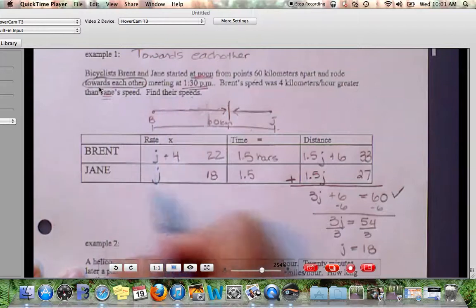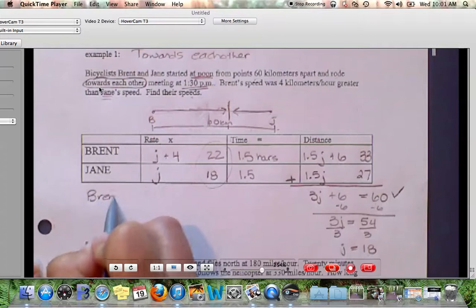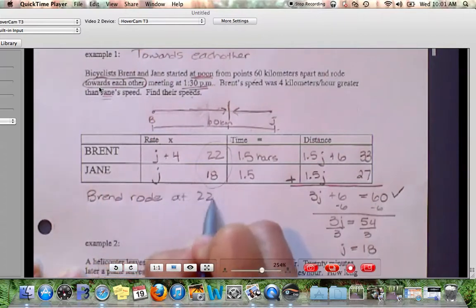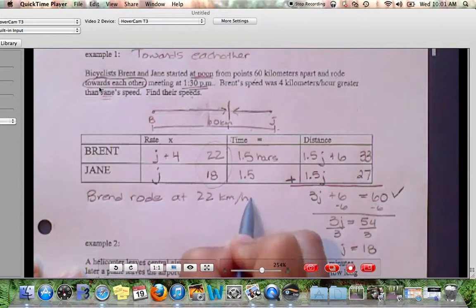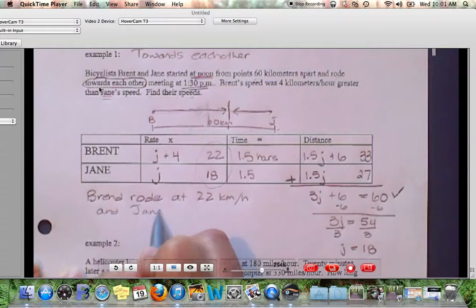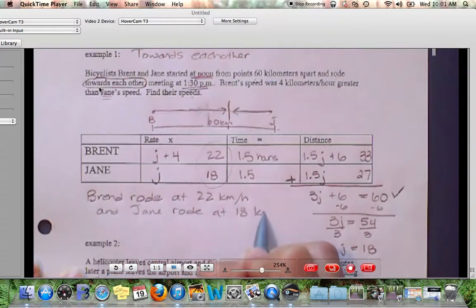So here's our rate. We want both of their rates. So Brent rode at 22 kilometers per hour and Jane rode at 18 kilometers per hour. Okay? So that's the first type of a distance problem, when they're going towards each other.